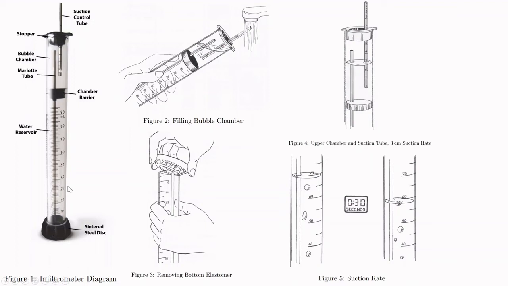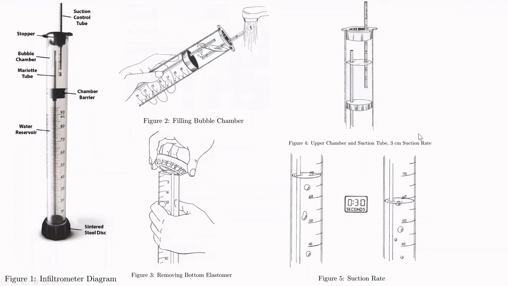All right, and then we will fill up this part, the bubble chamber, with some water, as shown in figure 2. So, filling the bubble chamber with some water. Then you can open up the bottom of the sinter disc, and then you can pour in water. So remove the bottom elastomer, and then pour water into this water reservoir chamber.